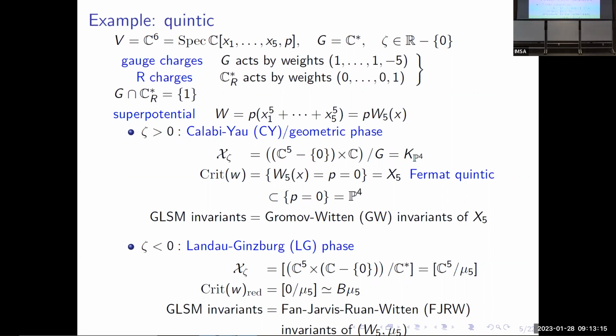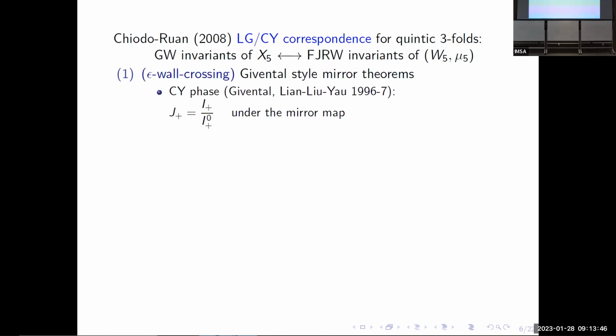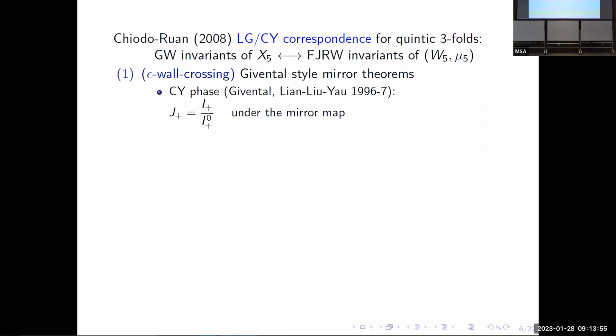So let's continue with this example. In 2008, Chiodo and Ruan established a version of the Landau-Ginzburg Calabi-Yau correspondence for the quintic threefold. The Landau-Ginzburg Calabi-Yau correspondence says the Gromov-Witten invariants of the quintic Calabi-Yau threefold should correspond to FJRW invariants of this W5, mu5. Their proof can be summarized in 2 steps. First, we will see later why this is called epsilon wall crossing.